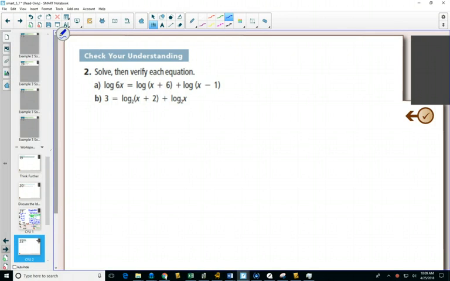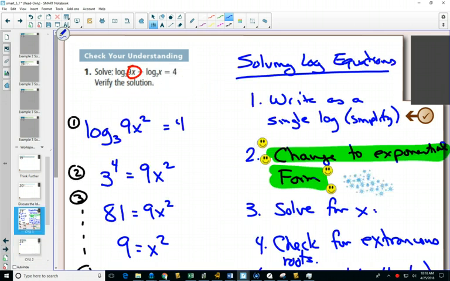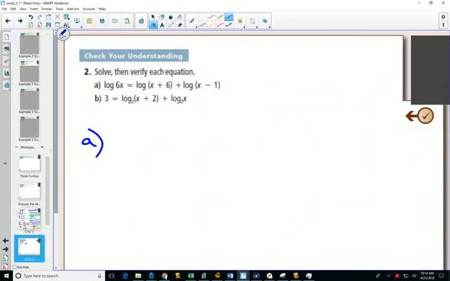So A. Oh, I like A. We're going to do A first using our steps. And then I'm going to show you that A has a shortcut. And you're allowed to use the shortcut if you want, but if you like to use steps for things, you can use the steps all the way through.